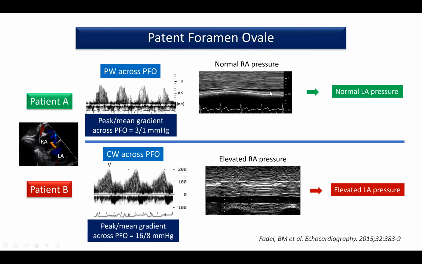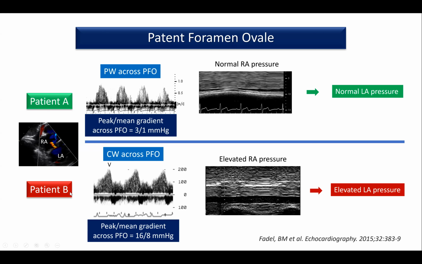Then you look at the IVC. You see the IVC here is normal size and collapsible, so the RA pressure is normal. So if the RA pressure is normal here and the gradient is quite low, you know that the LA pressure is normal, regardless. Okay, this is really very important.